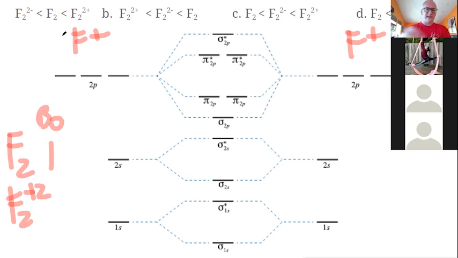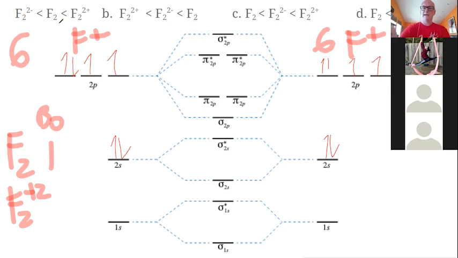6, right. 6 here, 6 there. So when we put our valence electrons into the atomic orbitals, we go 1, 2, 3, 4, 5, 6. Just like oxygen, right? Oxygen has 6. So this is basically going to be what an O2 molecule would look like.